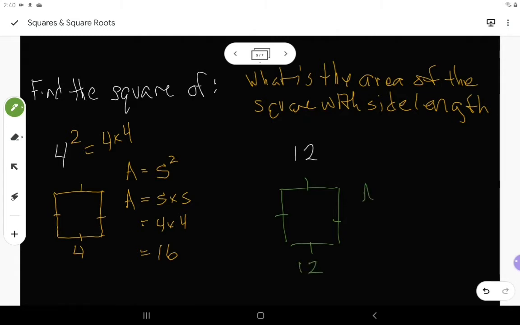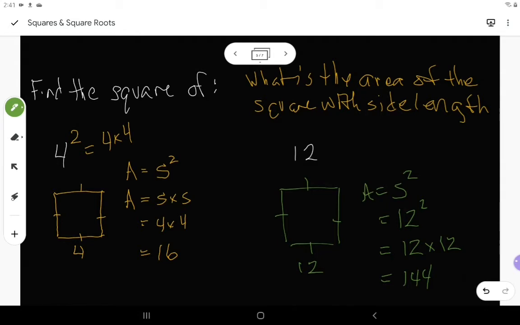What is going to be the area of this square? So the area of a square is s squared. In this case, our side length is 12. So it's asking what is 12 squared. 12 squared means 12 times 12. That 12 is multiplied by itself. 12 times 12 is 144. So 12 squared is 144.